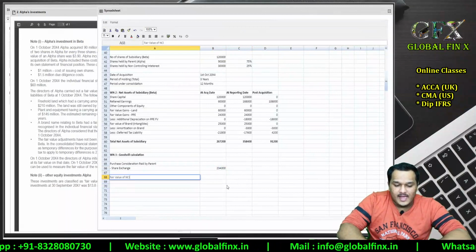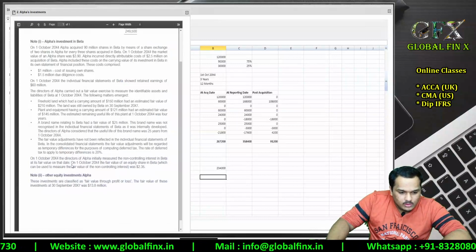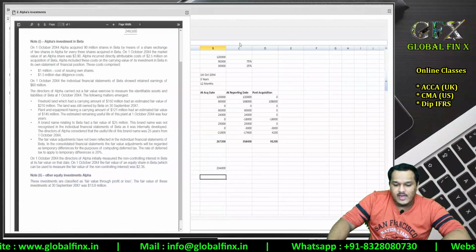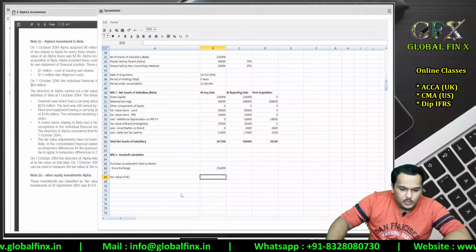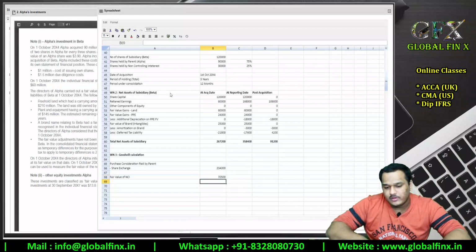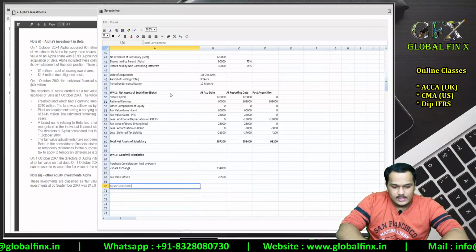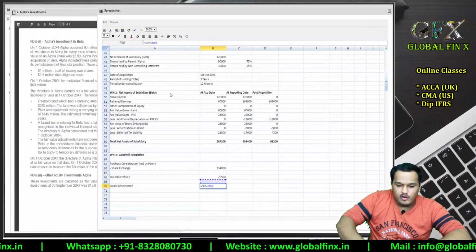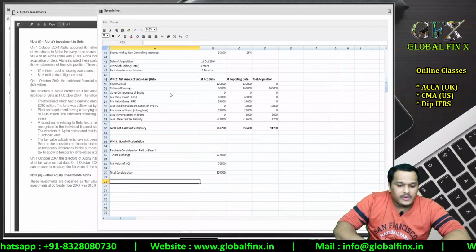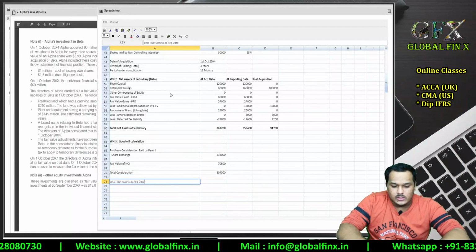Fair value of NCI, non-controlling interest, is how much? On 1st October 2014, the fair value of equity shares in beta was 2.35. So NCI value is to be calculated as number of shares into 2.35. So NCI has 30,000 shares into 2.35. So NCI is 70,500. Total consideration will be how much? Sum of these two. That's 304,500. Less net assets at acquisition date.